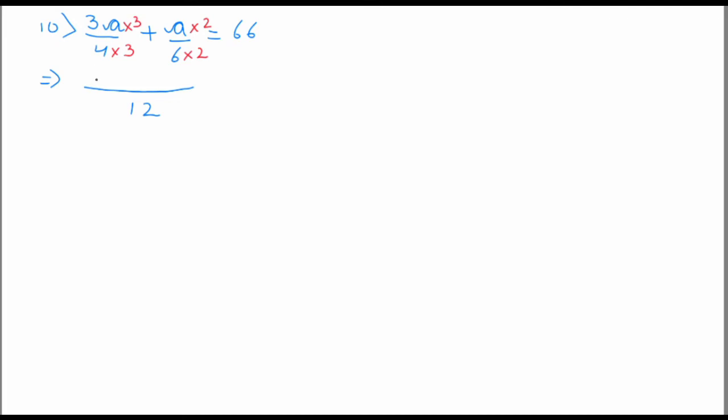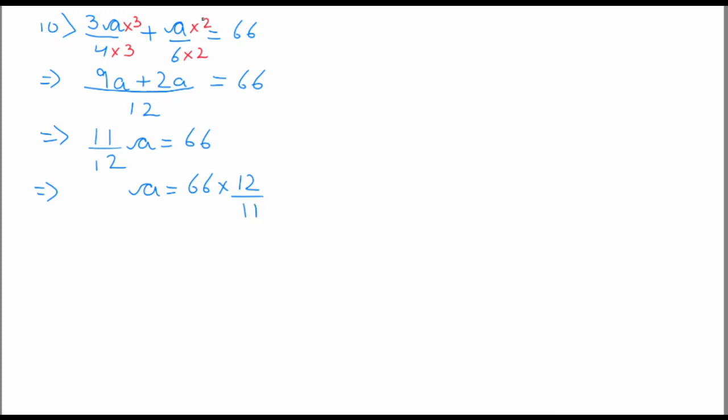And this will become 9a plus 2a equals 66. When you add 9 and 2, it will become 11 over 12a equals 66. Now I'll take this number to the RHS side. A equals 66 into 12 by 11. Now cut this 11, 6. And the value of A will be 6 12s are 72.